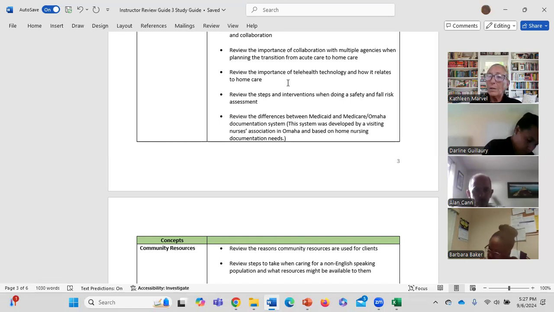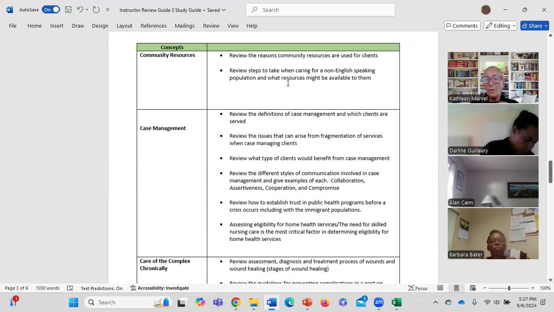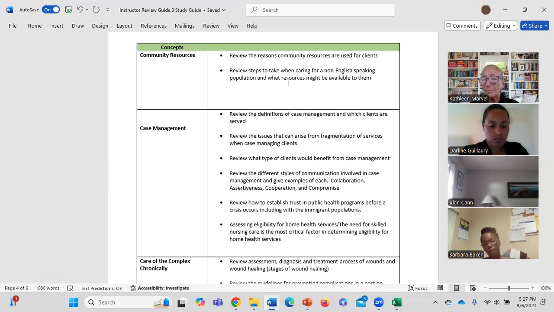With Medicare, it requires skilled nursing care versus not skilled nursing care. Why is it important for community nurses who work in the community to know what your community resources are? Why is that? Because we have to provide the resources based on the client that we're caring for.